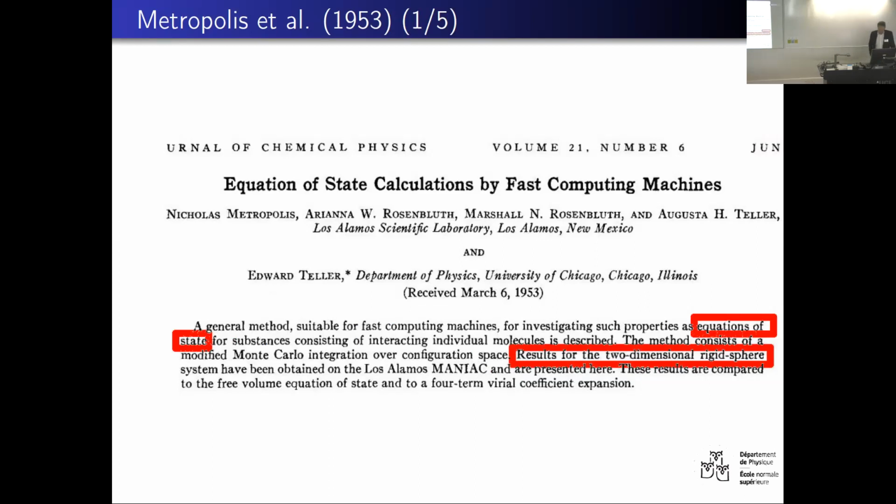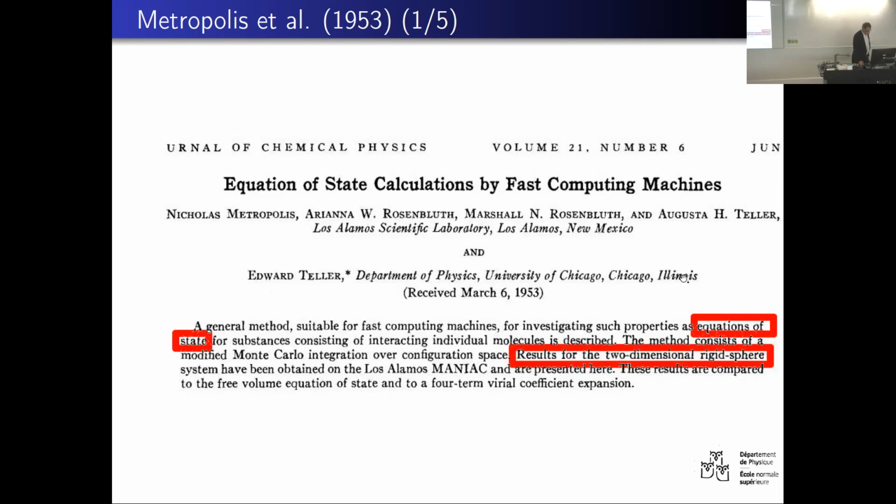I'll show you a number of first pages of papers. This is the first page of the very famous Metropolis et al. paper from 1953, which has given rise to the Metropolis algorithm that some of you know. It's the first paper on Markov-Chain Monte Carlo. It gives the general methods suitable for fast computing machines to compute the equations of state, and it presents results for the two-dimensional rigid sphere.